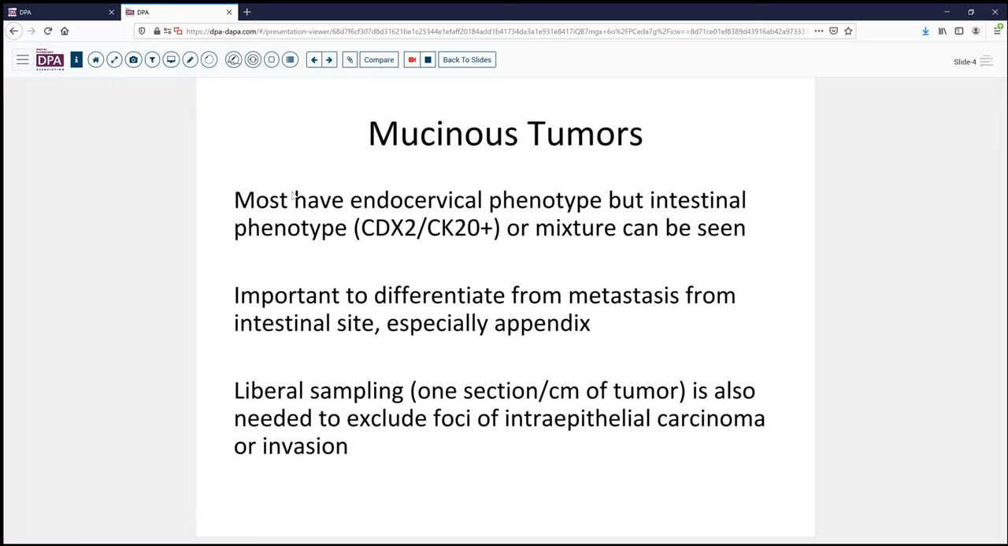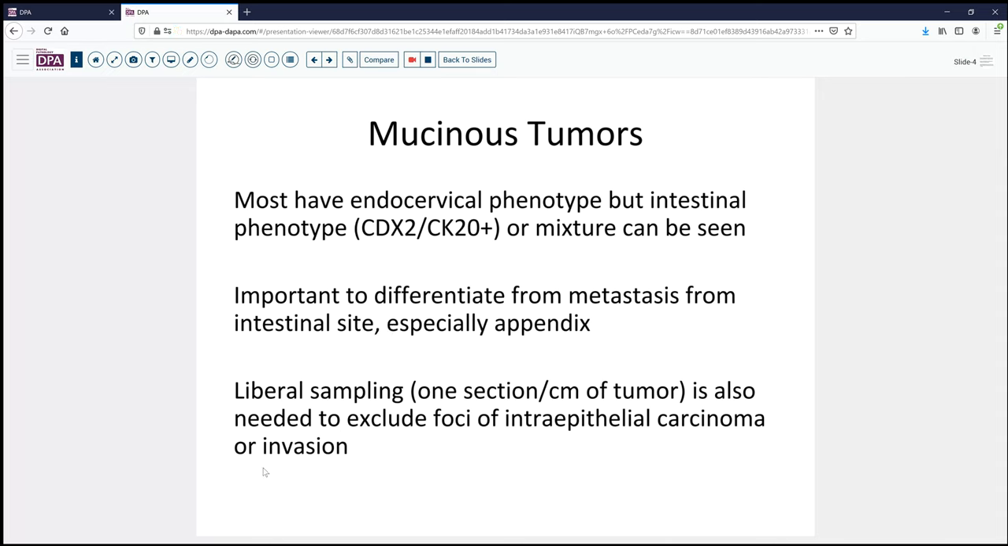As I mentioned, most of these are of endocervical type, but we can also see in primary ovarian lesions an enteric or intestinal type phenotype, which is CDX2 and CK20 positive, and different variations can be seen. Often these are PAX8 negative, and thus can be difficult to differentiate from true enteric sources. And the most important metastatic site or primary site that makes things confusing is the appendix, especially the low-grade appendiceal mucinous neoplasms, which we've talked about in another video.